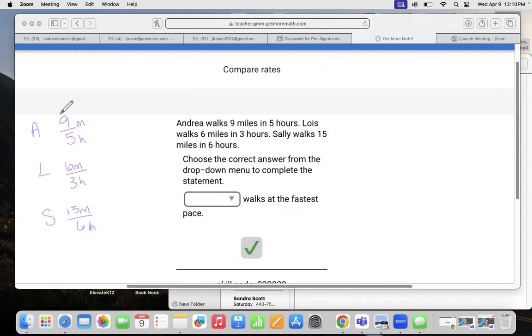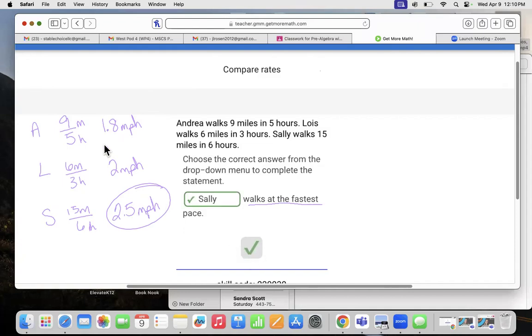So if I divide this, 9 divided by 5, it gets me 1.8 miles per hour. So the speed, right, is miles per hour. That's why hour is always last. Here, we're going to do 6 divided by 3, which is 2. So Lewis is walking 2 miles per hour. And then Sally is 15 divided by 6, which is 2.5 miles per hour. So the question wants who's walking the fastest pace. So the fastest speed is going to be Sally because it's greater.